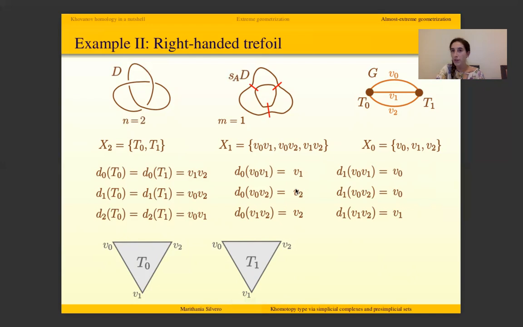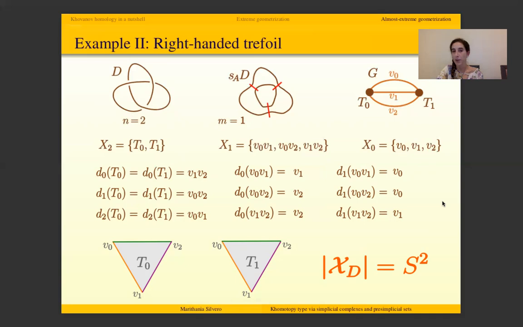So at the end, when you consider the geometric realization, you get those two triangles, one associated to each of the vertices. And you have the vertices, this is V0, V1, V2, nothing is collapsed. You do the identifications, you identify those edges. This is what you get when you follow the gluing instructions. And what you get is S2. So the homotopy type of the partial presimplicial set associated to this diagram of the right-handed trefoil is the sphere, okay?